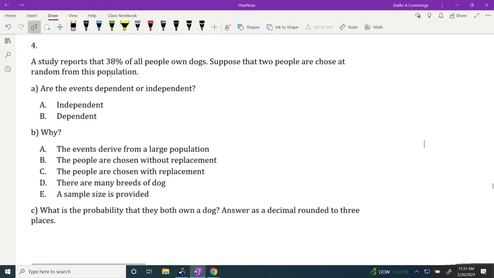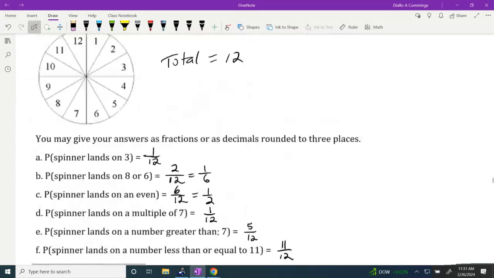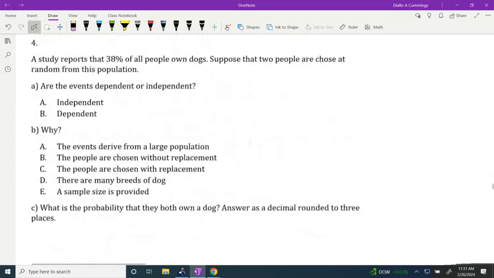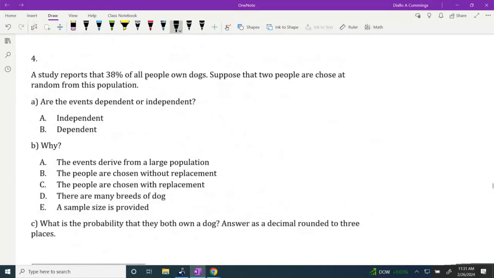Well, since we're dealing with a large population of people, then we're looking at independent samples, right? Because you choosing one person and their response doesn't have anything to do with another person that's chosen in their response. Okay, so they're 2 independent events. The reason why is because they derive from a large population.